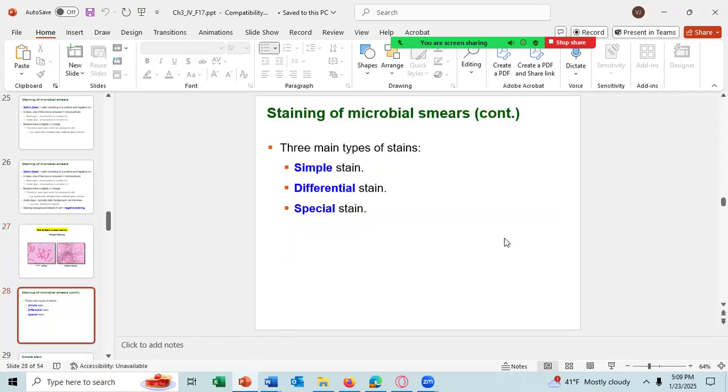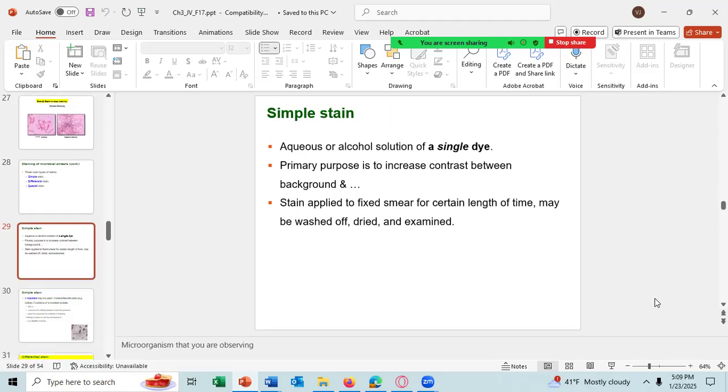All right. In microbiology, we have three main types of stain: a simple stain, a differential stain, and special stains. A simple stain is an aqueous or alcohol solution of a single dye. The primary purpose is simply to increase the contrast between the background and the specimen. The stain is applied to a fixed smear for a certain length of time. The dye may then be washed off. It may be dried. It may be heat fixed. And then it may be examined.